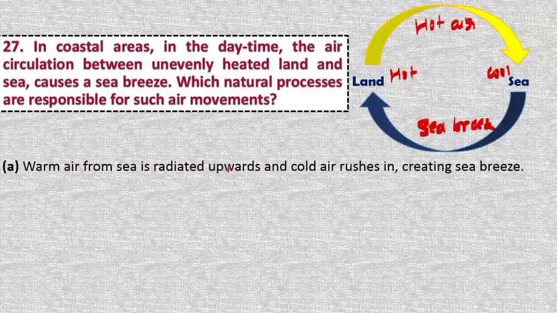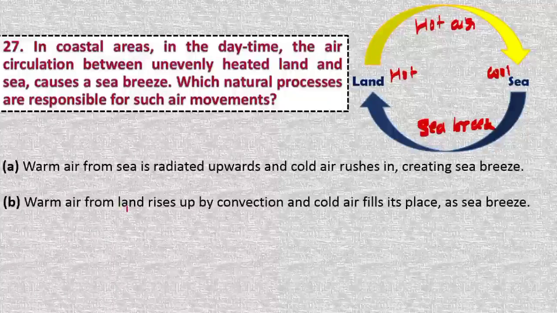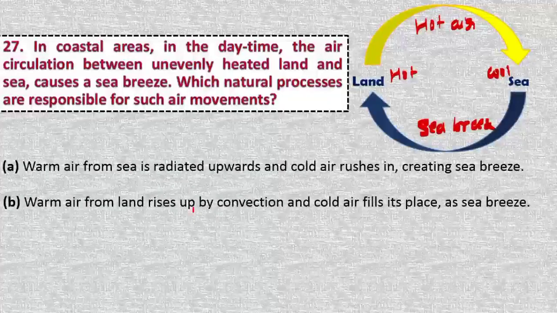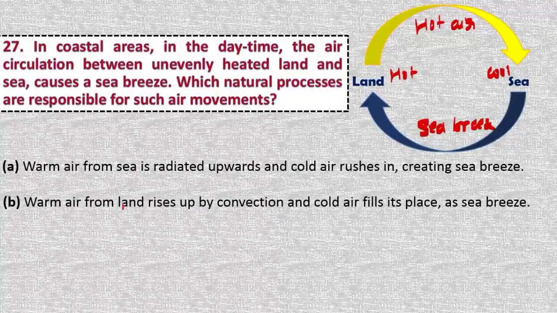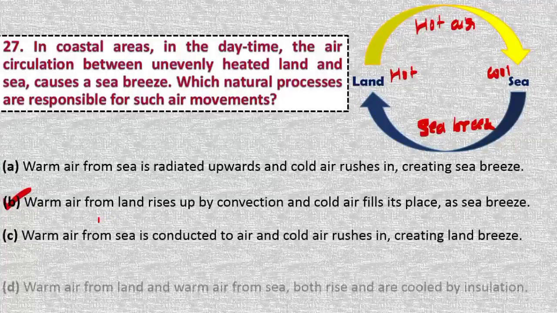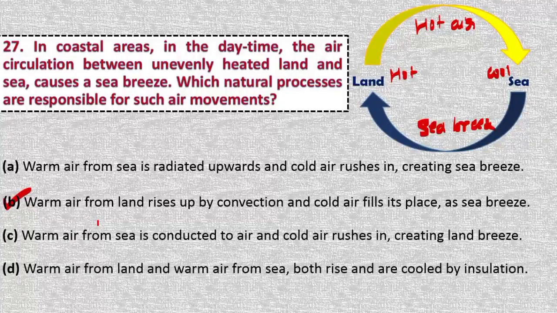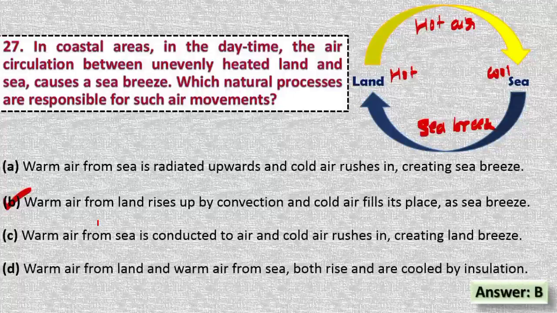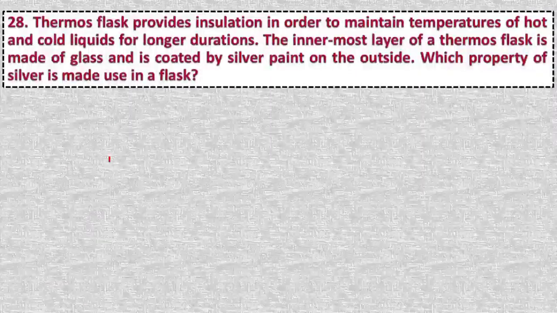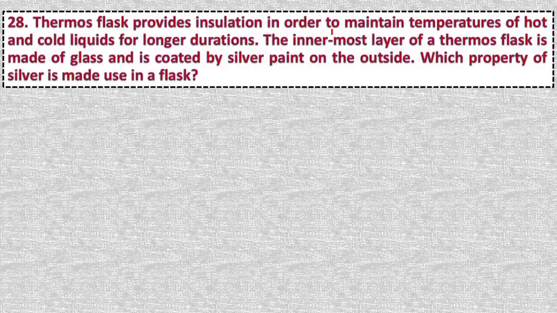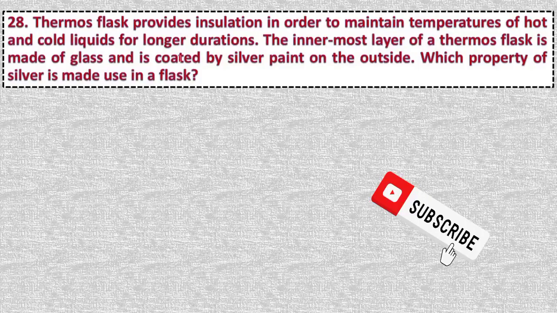Warm air from the sea is radiated upwards and cold air rushes in, creating the sea breeze. It is wrong. Warm air from the land rises up by convection and cold air fills its place as a sea breeze. It is the correct statement. The correct answer for this question is option B. Let's move to the next question, number 28. A thermos flask provides insulation in order to maintain the temperature of hot and cold liquids for a longer duration.